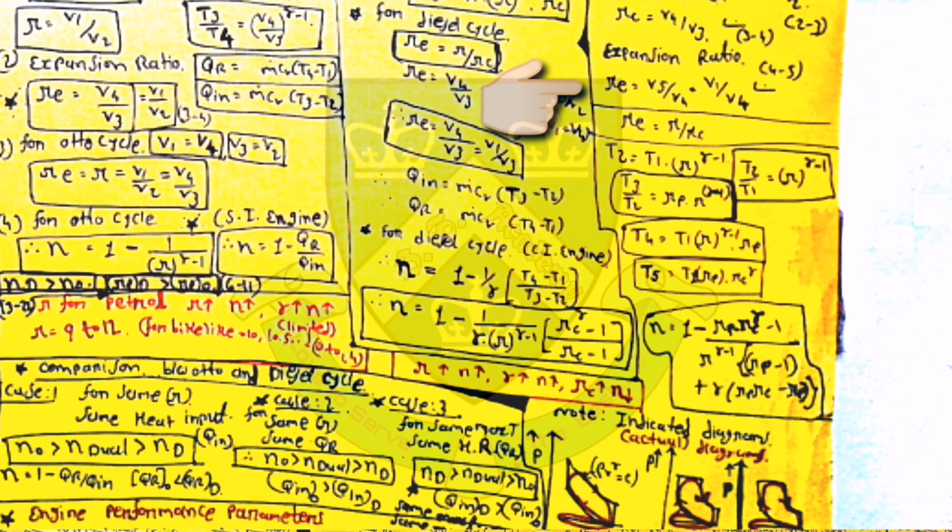So RE is equal to R by RC, then T2 is equal to T1 into R raised to gamma minus 1, and T2 by T1 is equal to R raised to gamma minus 1. T4 is equal to T1 into R raised to gamma minus 1 into RP, then T5 is equal to T1 into RP into RC raised to gamma. Then the final equation for the air standard dual cycle, the efficiency is equal to 1 minus (RP into RC raised to gamma minus 1) upon (R raised to gamma minus 1) into [(RP minus 1) plus gamma into RP into (RC minus 1)].